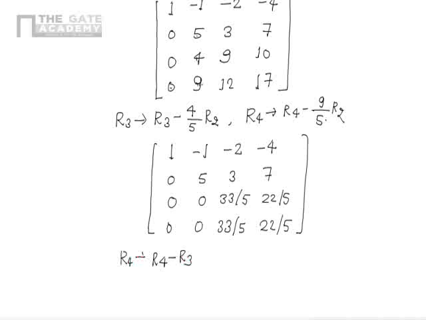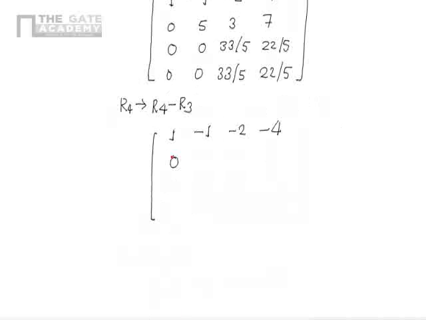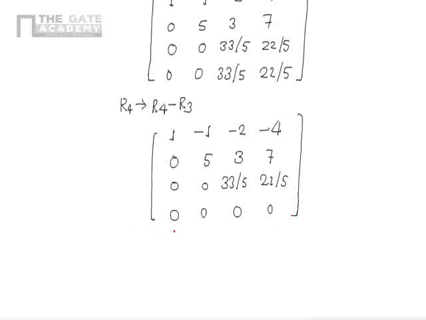That operation is performed in row 4. So I will get 1, minus 1, minus 2, minus 4; 0, 5, 3, 7; 0, 0, 33 by 5, 22 by 5; and the last row will become 0. So here I have converted the given matrix into upper triangular matrix form, and now I will check how many non-zero rows there are.